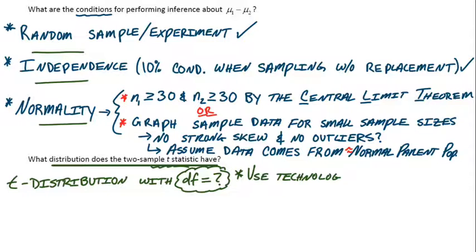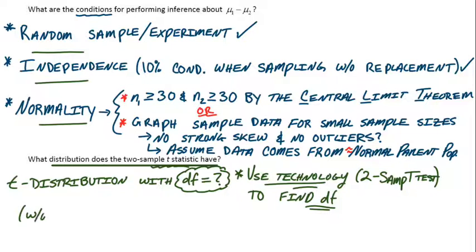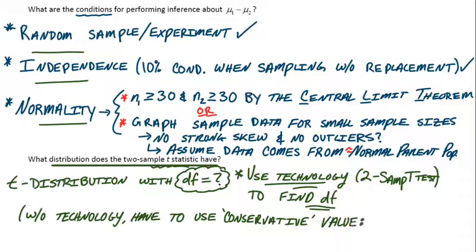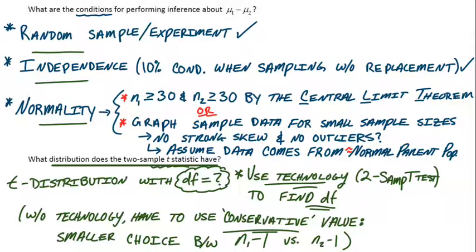So use technology, and it has a little bit more of an elaborate, specific formula to figure out degrees of freedom. You'll notice it might even come out to a decimal value. But if you don't have a calculator and you're stuck, you just have to use the conservative estimate between the two samples. If you don't have a calculator, the conservative approach would be to just pick the smaller of the two sample sizes and subtract 1. So whether that's the first sample size or the second sample size, you just pick the smaller of the two and do 1 less than that for your degrees of freedom.